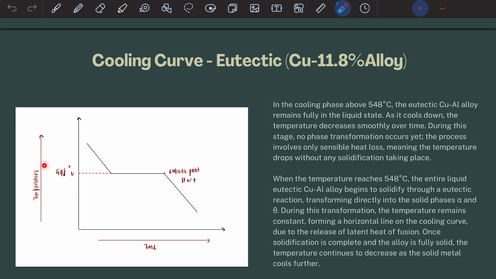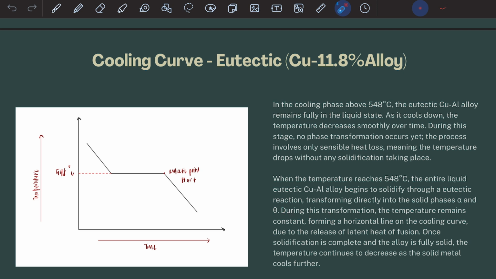Here is the temperature, 548 degrees Celsius, and here is where the eutectic point starts. In the cooling phase above 548 degrees Celsius, the eutectic remains fully in the liquid state. As it cools down, the temperature decreases smoothly over time. During this stage, no phase transformation occurs yet. The process involves only sensible heat loss, meaning the temperature drops without any solidification taking place.